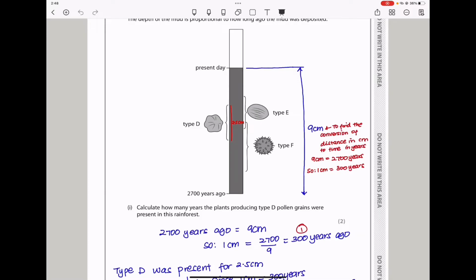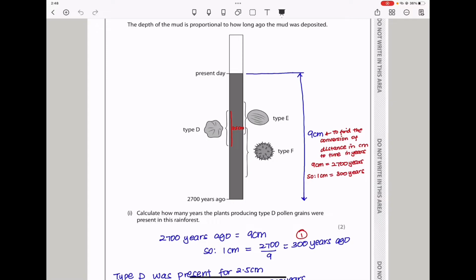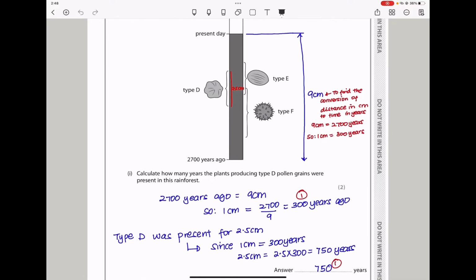All I did was to find the length, and it's about 2.5 centimeters. I also found this length because this is the present day and this is 2,700 years ago. So this distance can give me the scale that corresponds to 2,700 years. So when I measured, the length was 9 centimeters. So we can confirm that 2,700 years is equal to 9 centimeters. So 1 centimeter is going to equal 300 years.